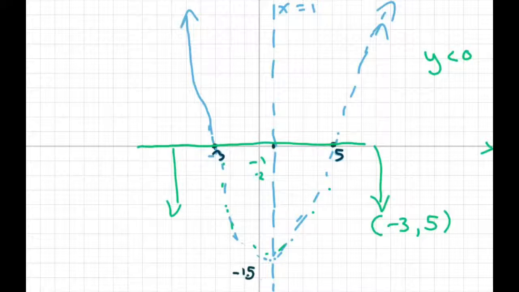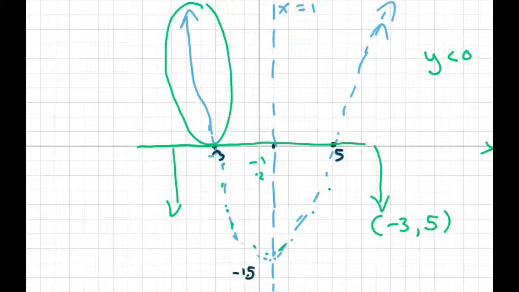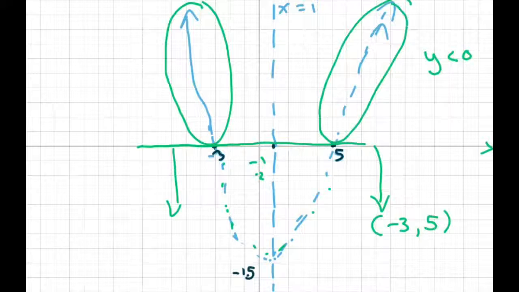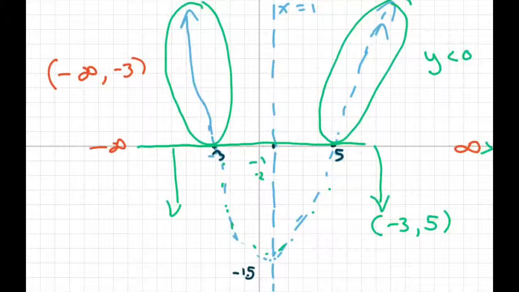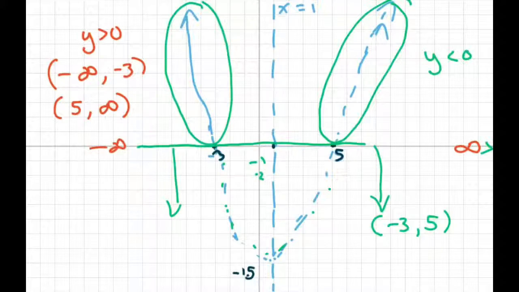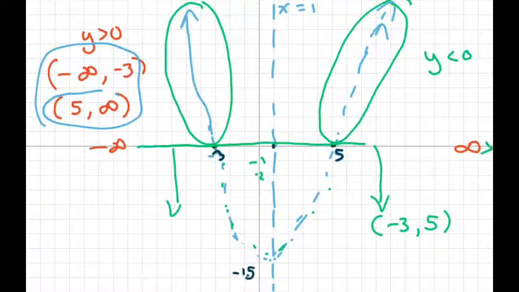Now, if they did ask for positive, where is it positive? It's positive right here in quadrants 1 and 2. So if it asks where is it positive, you're going to say it's positive between negative infinity and -3. And it's also positive from 5 to infinity. So both of these are where y is positive, and this one is where y is negative.